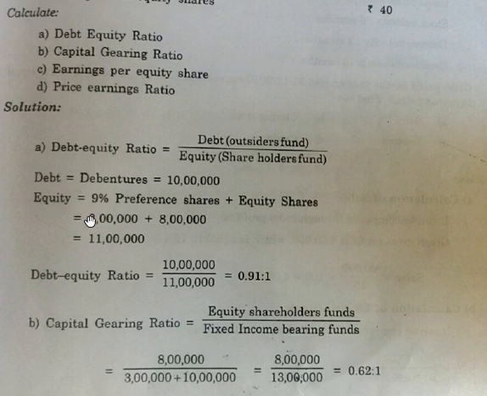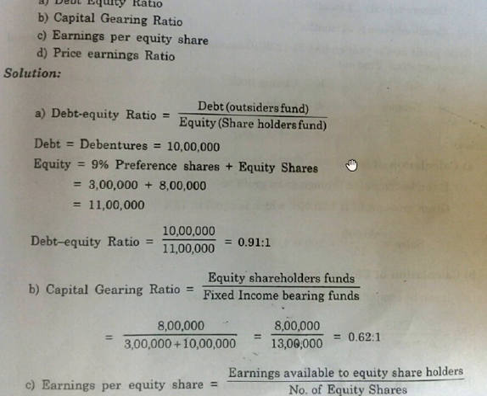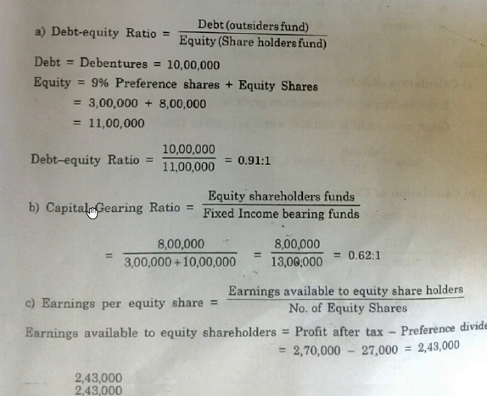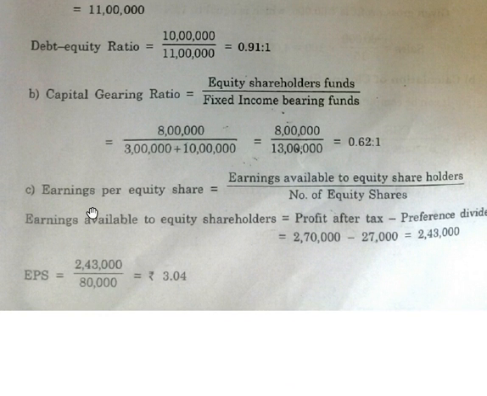So debt equity ratio: debt is outside fund and equity is the shareholders fund. So debentures they have given 10 lakhs, equity is 9% preference shares plus the equity shares. So 3 lakhs plus 8 lakhs, which is 11 lakhs. So debt equity ratio is equal to 10 lakhs divided by 11 lakhs, which is 0.91 is to 1. Capital gearing ratio: equity shareholders funds divided by fixed income bearing funds.